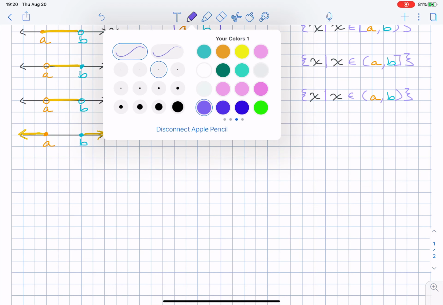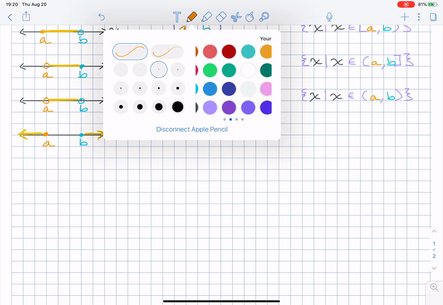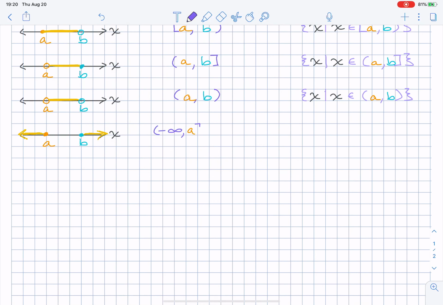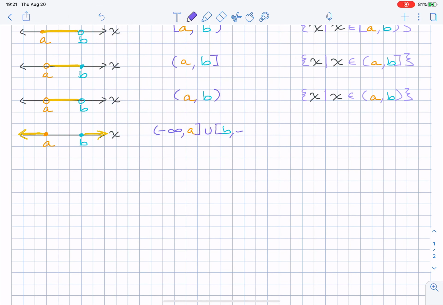and then it would come all the way up to A, and I would have a square bracket at A because I can actually equal A. There's a solid dot. But then I would union that, starting again. The next place my interval begins is at B with the square bracket. I can actually equal that. And then going farther to the right, I go all the way to positive infinite. And because we can never arrive at infinity, we have open brackets.